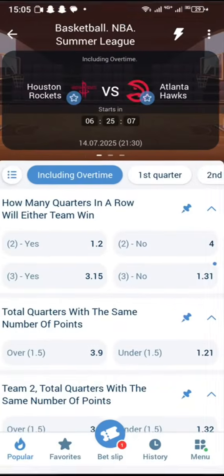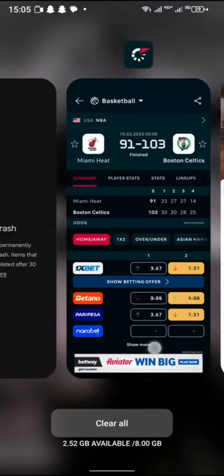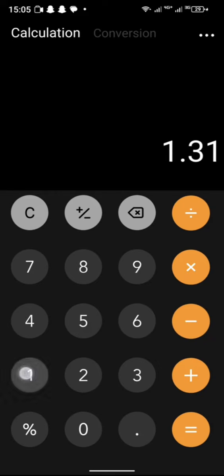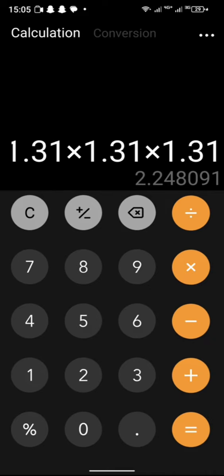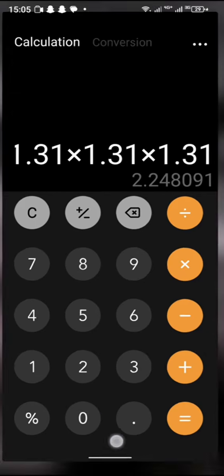Now, see the odd they are giving, 1.3. If you are someone that loves more odds, you just go for 1.31 times 1.31. You're having 1.7. If you still want to add, you're already having two odds. Just three games, and it's giving you two odds. Good. You can even use it as a rollover.